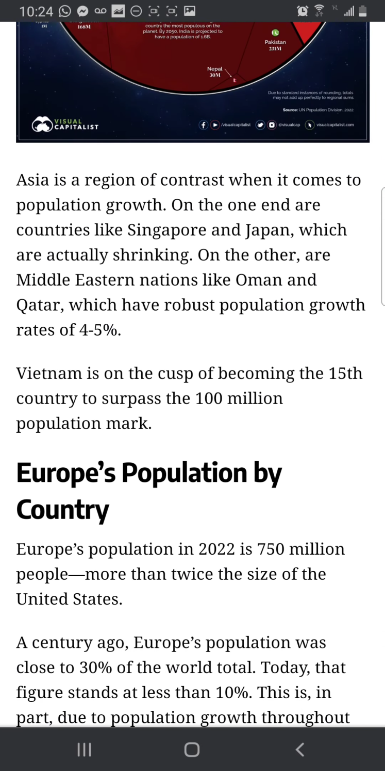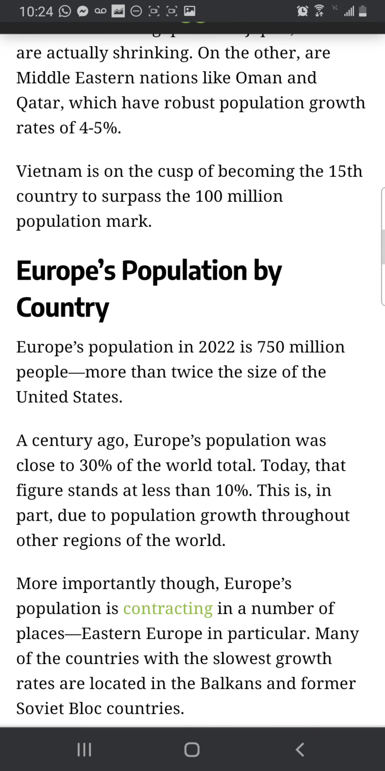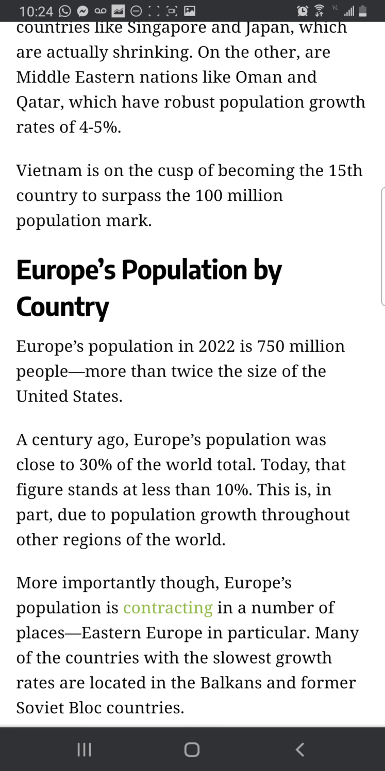Asia is a region of contrast when it comes to population growth. On the one hand, there are countries like Singapore and Japan, which are actually shrinking. On the other hand, there are Middle Eastern nations like Oman and Qatar, which have robust population growth rates of 4 to 5%. Vietnam is on the cusp of becoming the 15th country to surpass the 100 million population mark.